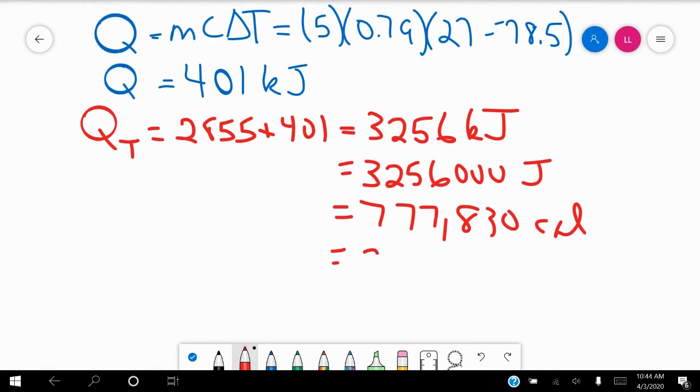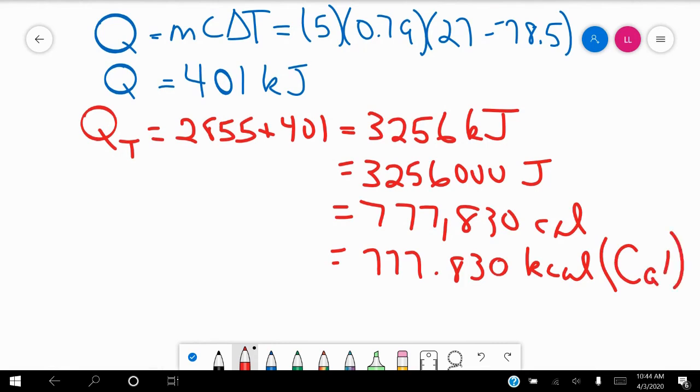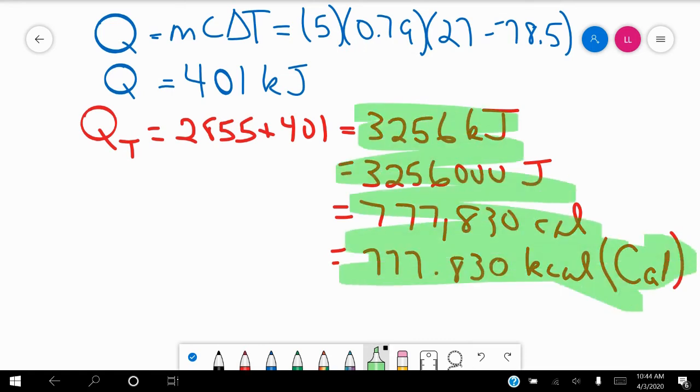You can even convert this to kilocalories, so like how much food calorie it would be. That would end up being 777.830 kilocalories, which remember, this is our food calories, so that capital C calories, which you read on the back of the packaging. So again, these are all correct answers. You just need to see what the quiz asks you for. It may ask you for joules, it may ask you for kilojoules, it may ask you for calories. So just remember to use whatever units the quiz or homework is asking you to find.